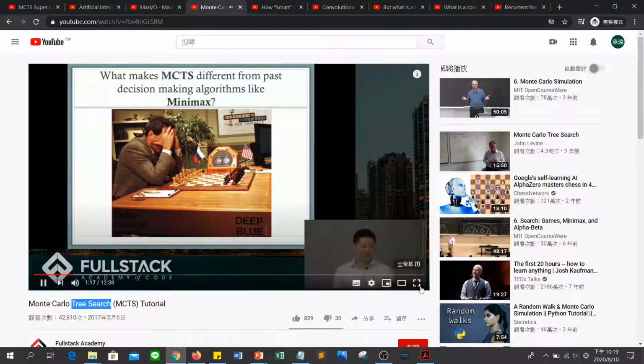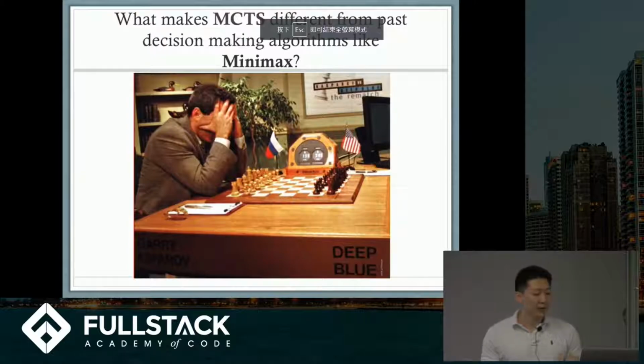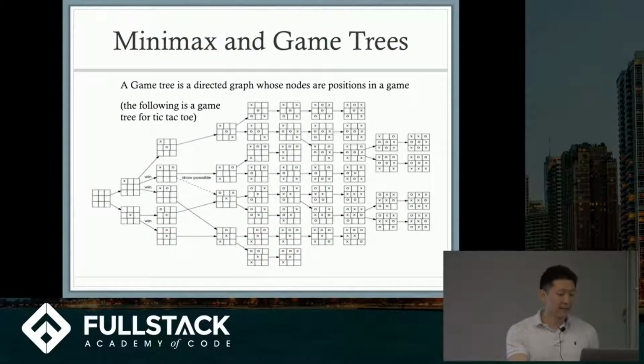To understand why it is more advanced, we should compare it to Minimax, which is what Deep Blue used to defeat the top chess player in '96. First, some similarities. Both Minimax and Monte Carlo Tree Search use game trees, which are directed graphs that represent all possible moves and positions in a game.